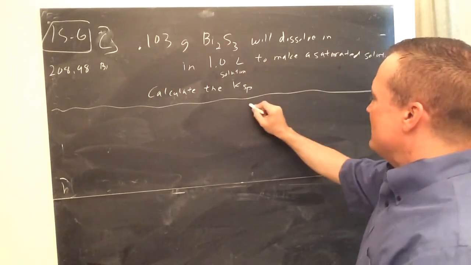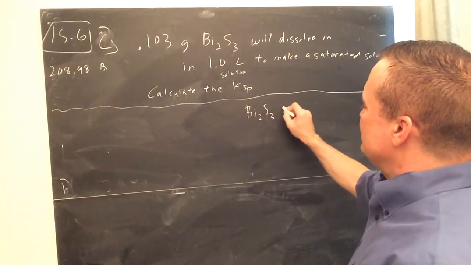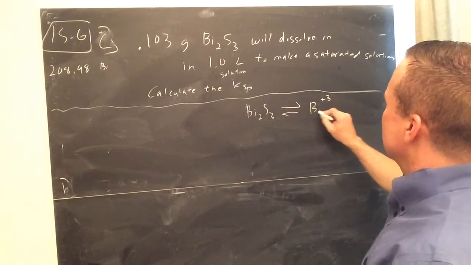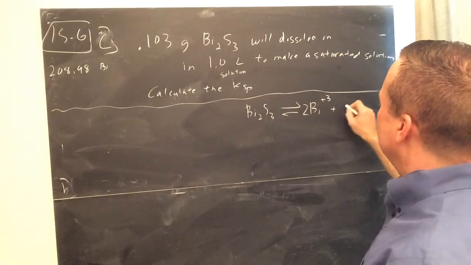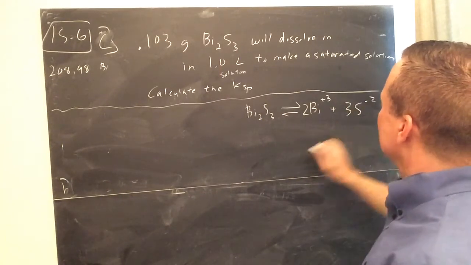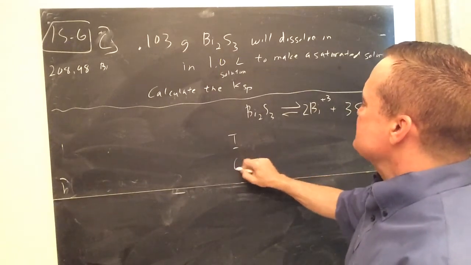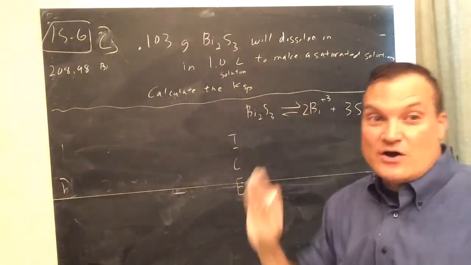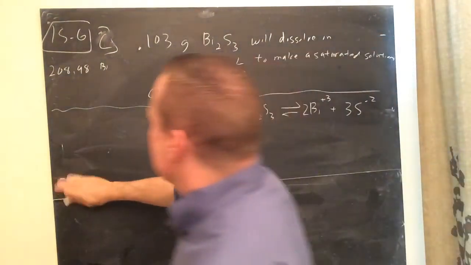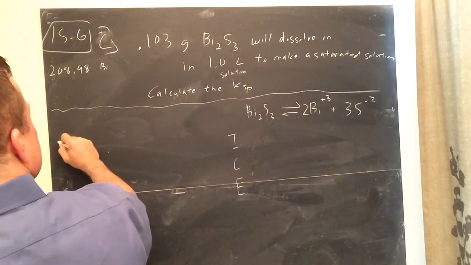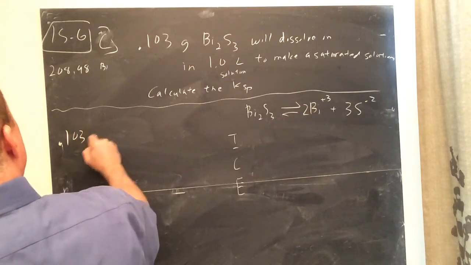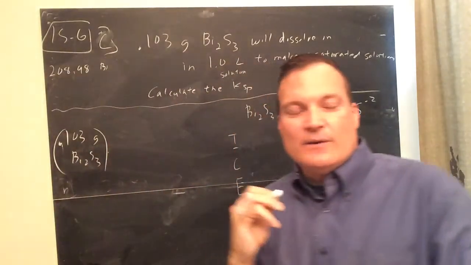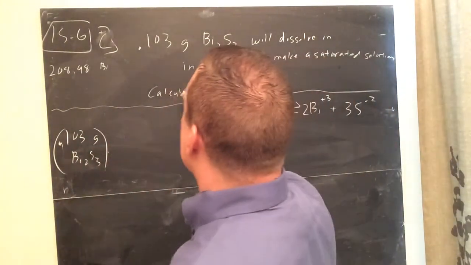So, here we go. Bi2S3 is going to give you 2Bi^3+ and 3S^2-. So, we'll do our little ICE box. But now, do we know, in a saturated solution, they're telling you the solubility right here. But you've got to figure that out. So that's why I was playing with the numbers here. So what I'm going to do is first say 0.103 grams Bi2S3. I've got to find out what it is in mole per liter. Gram per 1 liter, what is that in mole per liter?